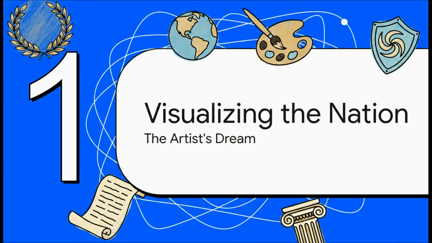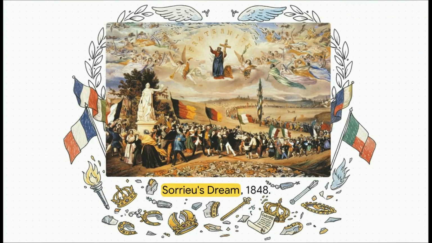Section 1, Visualizing the Nation. Okay, let's dive in and put on our historian hats. History isn't just about memorizing dusty old dates, right? It's about visions, wild dreams, and the art that captured them. Take a look at this incredible print. It was prepared way back in 1848 by a French artist named Frédéric Sorrieu.